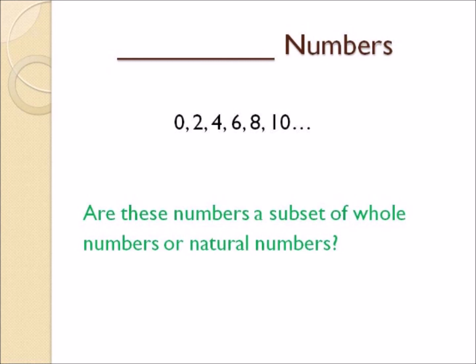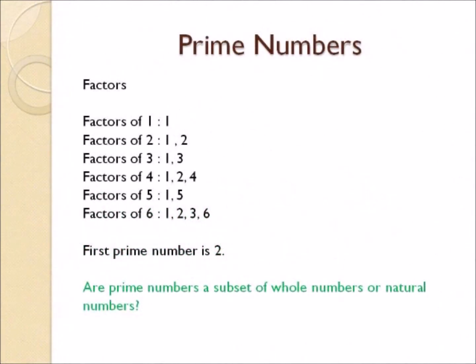Now, what are these? 0, 2, 4, 6, 8, 10, and so on. What do you call these numbers? Yes, these are even numbers. Are these numbers a subset of whole numbers or natural numbers? Clue, it begins with 0. So it has to be a subset of the whole numbers because of the 0. Remember, these are your even numbers.